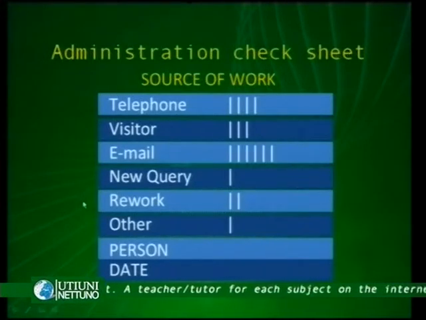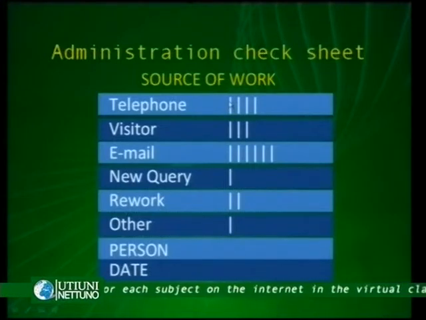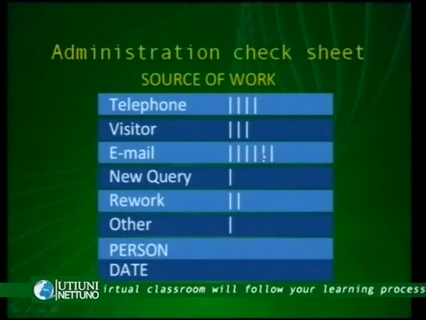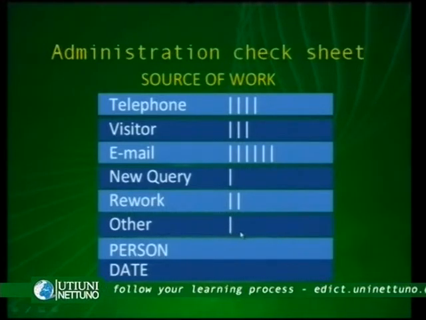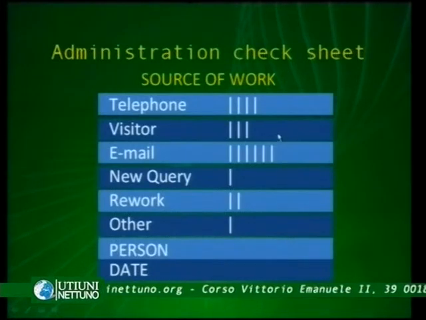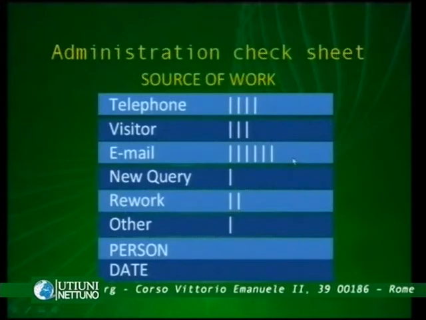If we were to look at this piece of information without knowing what the source of the work was, we could immediately begin to see that this particular problem or this particular activity, the email in this case, actually happened more than anything else. By simply looking at the number of marks on the right-hand side of the check sheet, we can identify which things happened most, which issues or which pieces of work happened most.